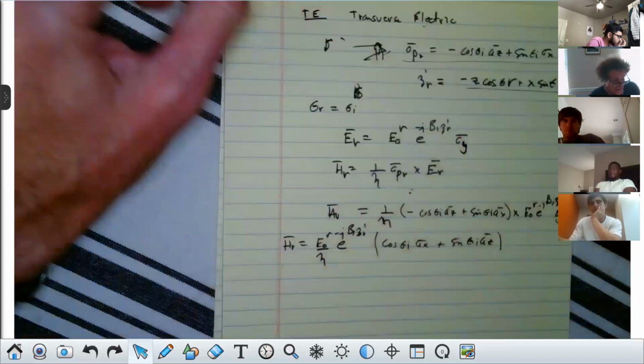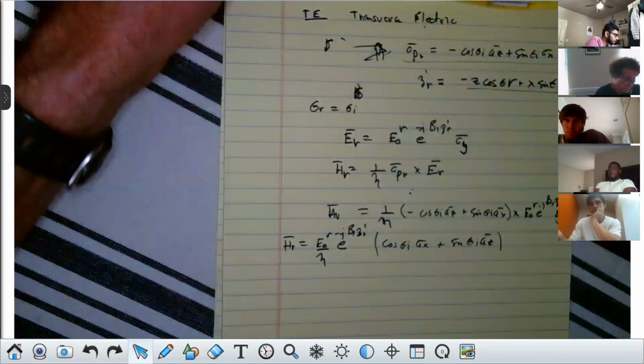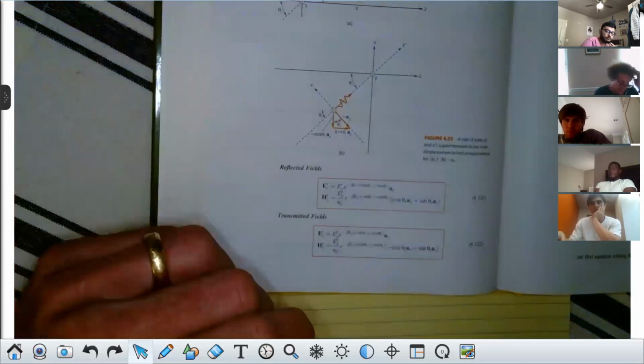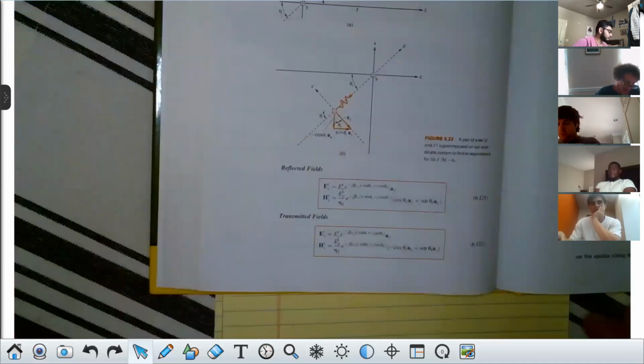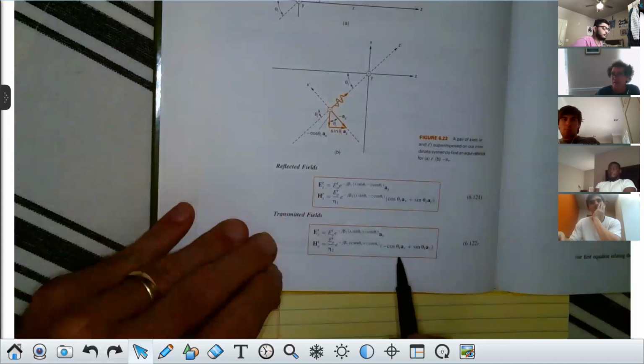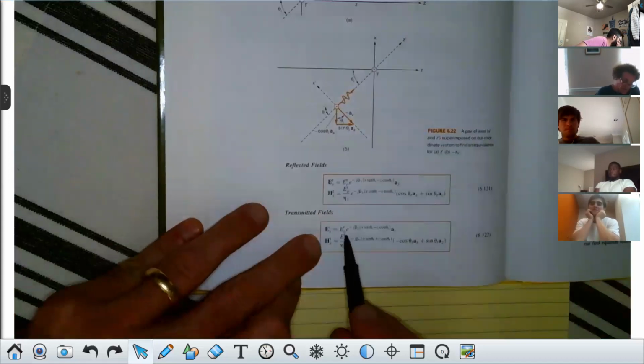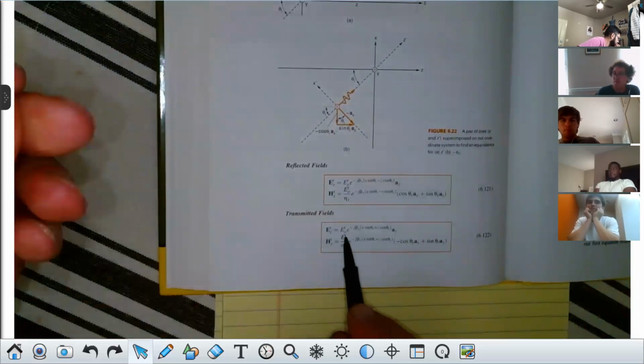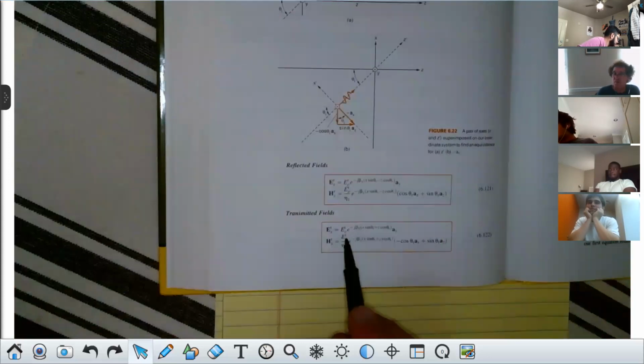Finally, when I get the transmitted field, I'm going to talk my way through this one because I frankly am getting tired of this. When you look at this, again, this is for the transmitted component of the E field. You don't know the value, but you know it's got some E naught transmit. That's a coefficient, right?